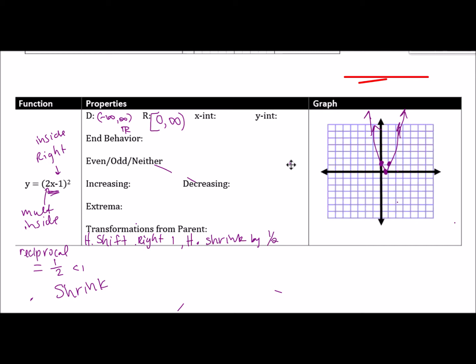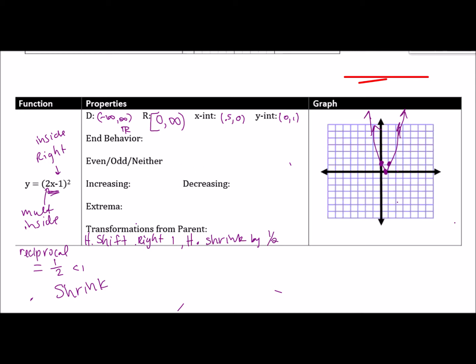Okay, x-intercept, it looks like it happens at 0.5 and 0, and then the y-intercept, it happens at 0, 1. I'm just pulling this information from the graph. As long as you know where to find the intercepts, it's just pulling the information off the graph. Okay, let's come back to end behavior and talk about even, odd, or neither.